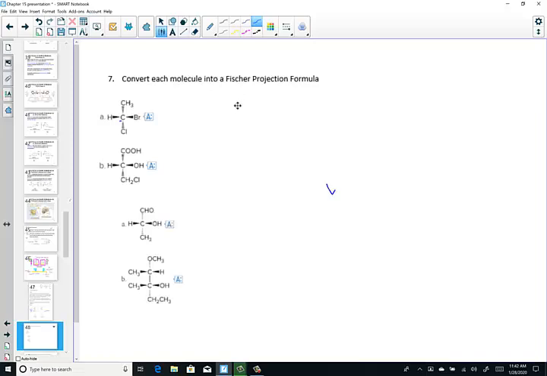So all I have to do is draw a cross, and now I know that the methyl group and chlorine group are both up and down, representing the dashes. The hydrogen and bromine, left and right, representing the wedges. That is a Fischer projection from the dash wedge formula.